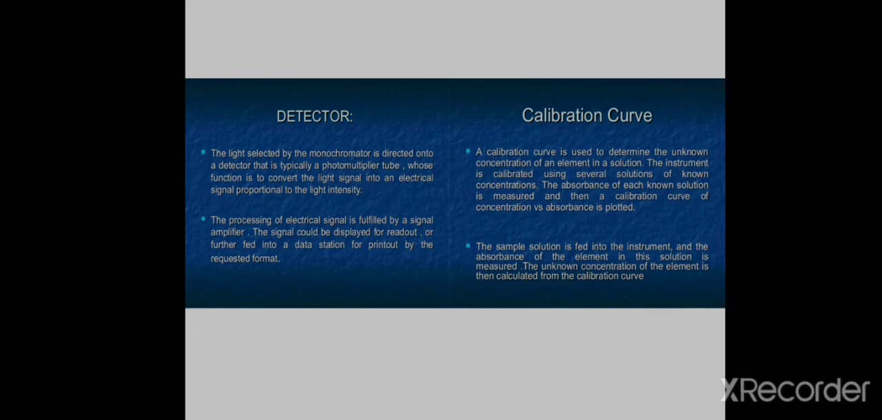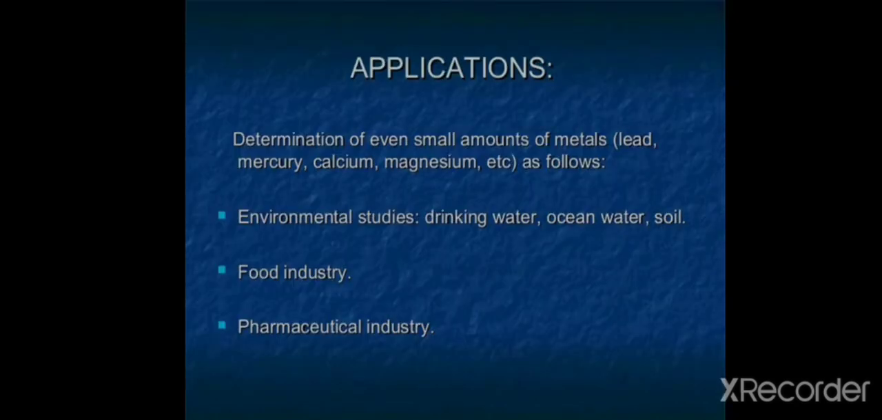A calibration curve is used to determine the unknown concentration of an element in a solution. The instrument is calibrated using several solutions of known concentrations. The absorbance of each known solution is measured, and then a calibration curve of concentration versus absorbance is plotted. The sample solution is fed into the instrument, and the absorbance of the element in this solution is measured. The unknown concentration of the element is then calculated from the calibration curve.